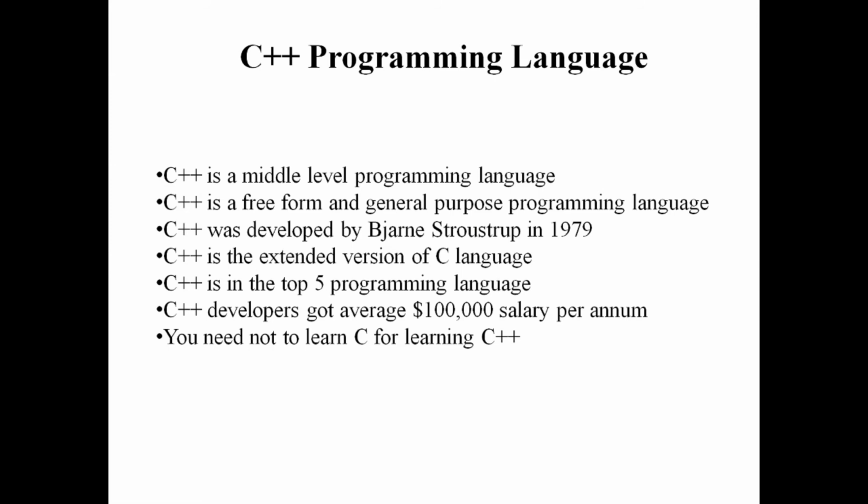First of all, you see that C++ is a middle level programming language. It is a free form and general purpose programming language. C++ was developed by Bjarne Stroustrup in 1979. C++ is the extended version of C language, but you do not require knowledge of C for learning C++. That means you can independently learn C++. Now C++ is in the top 5 programming languages last year according to IEEE, and C++ developers worldwide get an average salary of $1 lakh per annum.